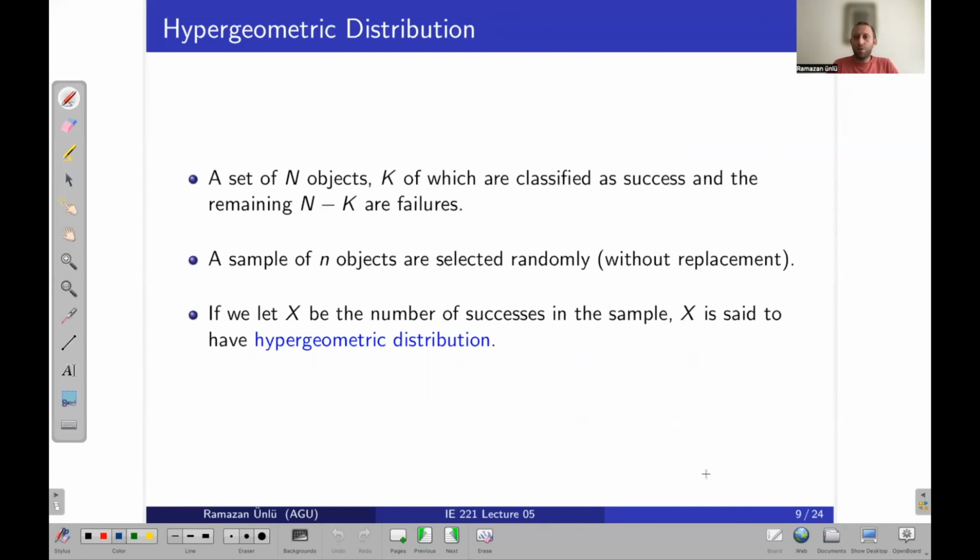So this is the end of the negative binomial distribution, and we will continue with the hypergeometric distribution in the next part.